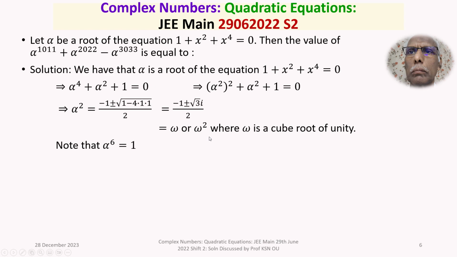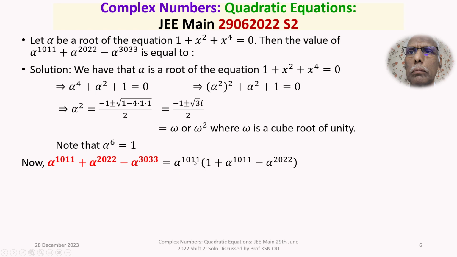Now, let's take the expression whose value we have to find out, and that is alpha to the power of 1011 plus alpha to the power of 2022 minus alpha to the power of 3033. Take alpha to the power of 1011 as common. So alpha to the power of 1011 multiplied by, in brackets, 1 plus alpha to the power of 1011 minus alpha to the power of 2022.